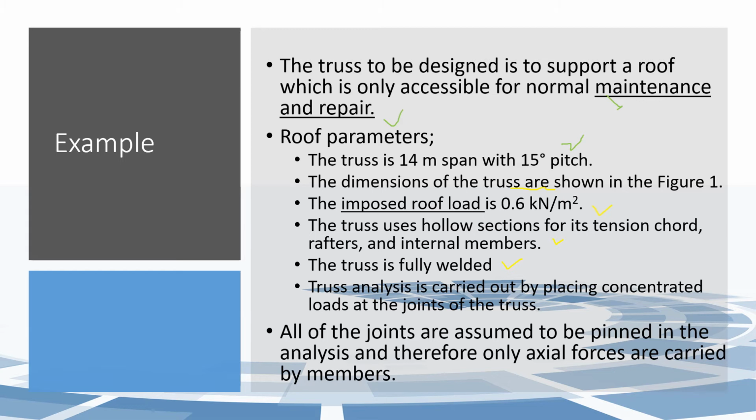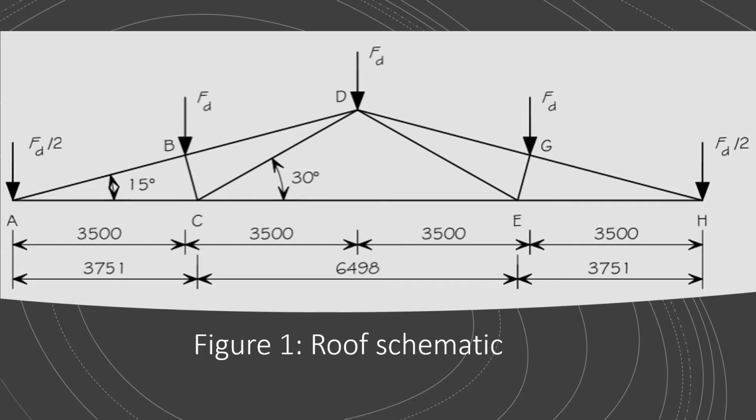Truss analysis is carried out by placing concentrated load at the joint. So all the joints are assumed to be pinned in the analysis, and the actual process is carried out by members. This is figure 1 from the example question, the roof schematic. We have a point load FD divided by 2 at A, FD at B, FD at D, G, and FD divided by 2 at H.